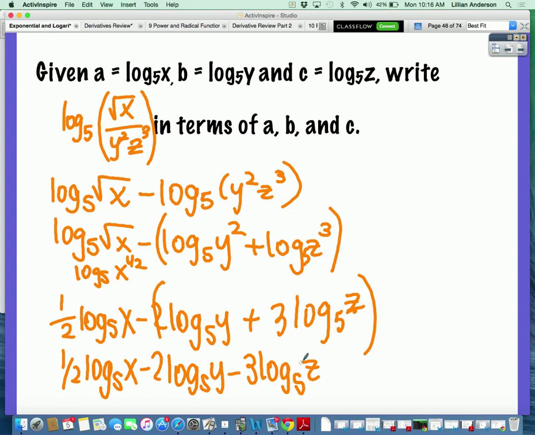So now with it being expanded, we should be able to write it in terms of A, B, and C. What does A represent? Log base 5 of x, which we have here, correct? So this whole thing can be written as A. So this is going to be 1/2 A. And then what is log base 5 of y? So this can be written as minus 2B. And what's log base 5 of z? Minus 3C.